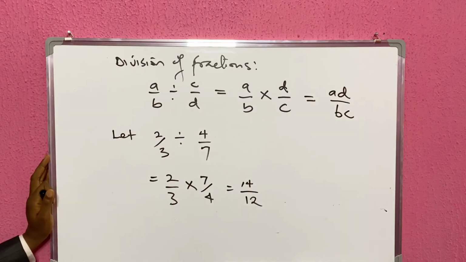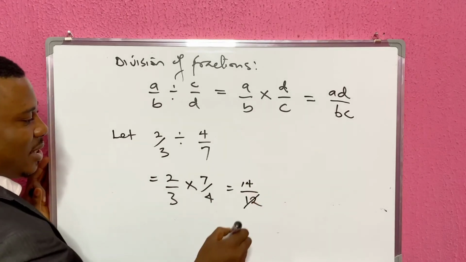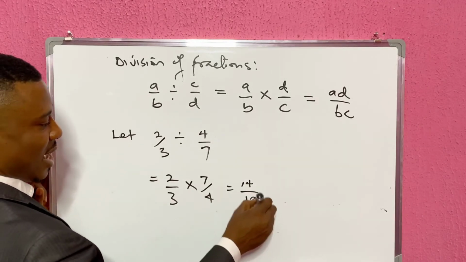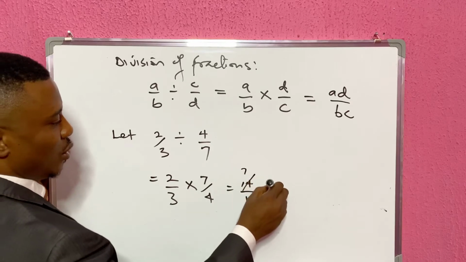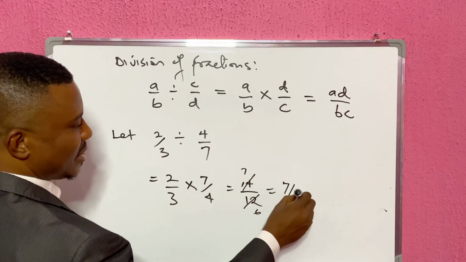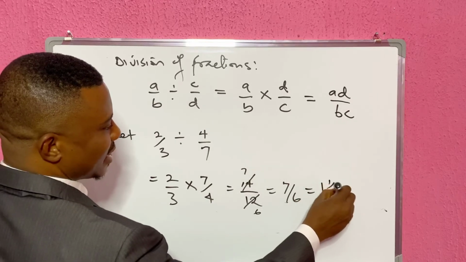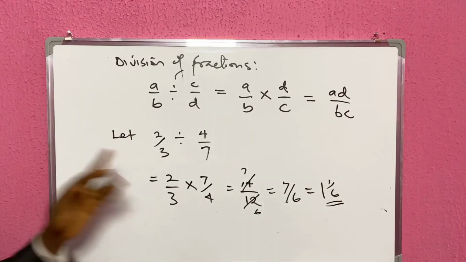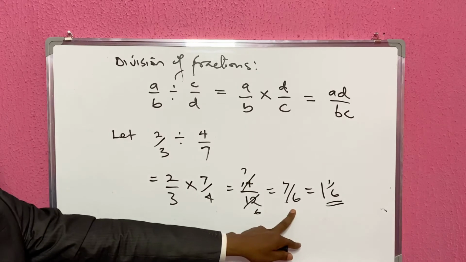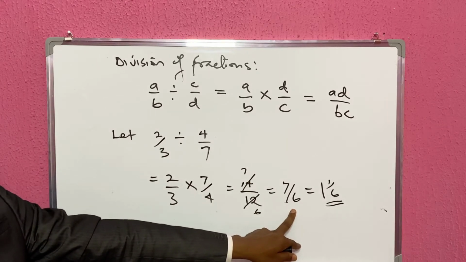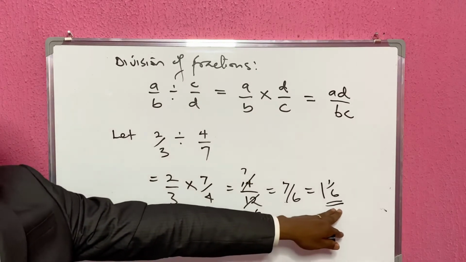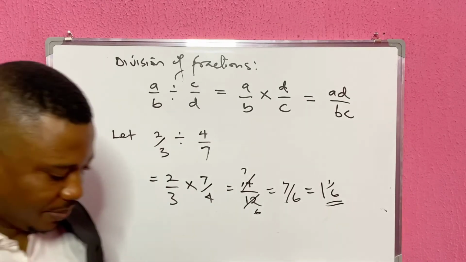This is supposed to be your answer, but because 2 can divide 12 to give us 6 and 14 to give us 7, you can have it as 7 over 6. Then, to give one whole number and 1 over 6 as your final answer, because 7 is bigger than 6, so it's an improper fraction, you are going to leave it as a mixed fraction as your answer.